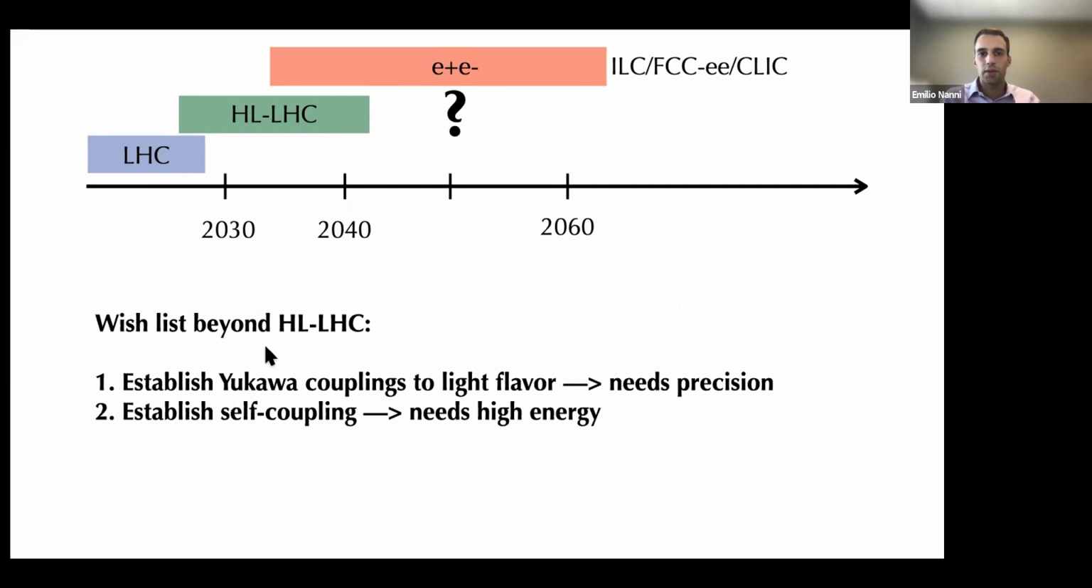But what's the goal in terms of beyond High-Lumi LHC? Well, there's a couple of key things that the community is very interested in. The first being the establishing of Yukawa couplings with greater precision, and secondly, establishing the self-coupling. So being able to reach higher in energy with e+ and e-.